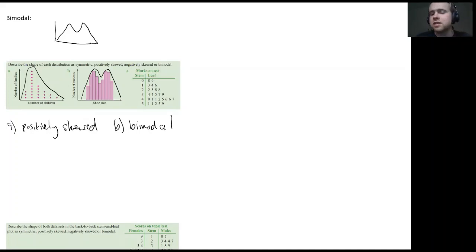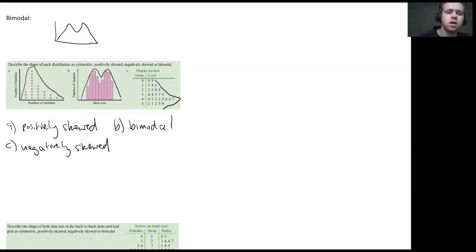And then for this stem and leaf plot, we can also draw an outline around those points. A stem and leaf plot is kind of like a dot plot, except rotated around. If we look, we've got fewer small values and more big values, so that's going to be negatively skewed. So for this last one, negatively skewed.